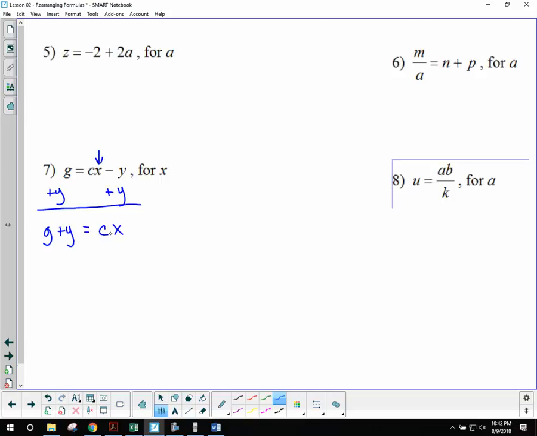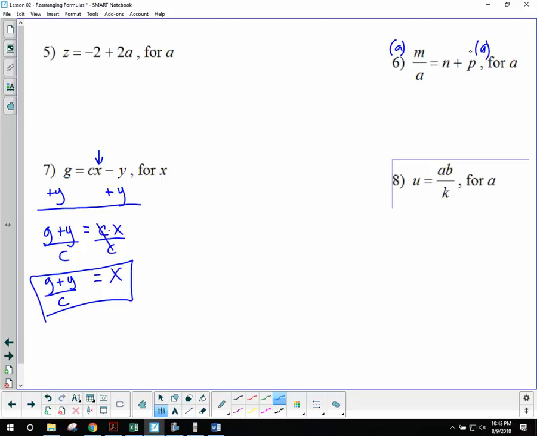They're being multiplied. We don't want the c, so we divide by c. X equals g plus y all over c. I feel like these are the easiest problems in the world because there's no numbers. You're just moving letters around. Let's look at 6. So we're solving for a. This is a little weird. We got to get a out of that denominator. So I'm going to multiply a to both sides.